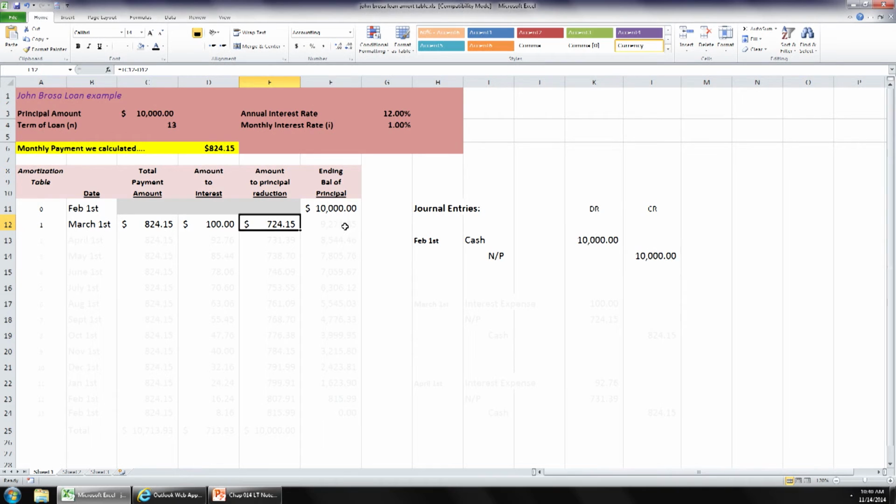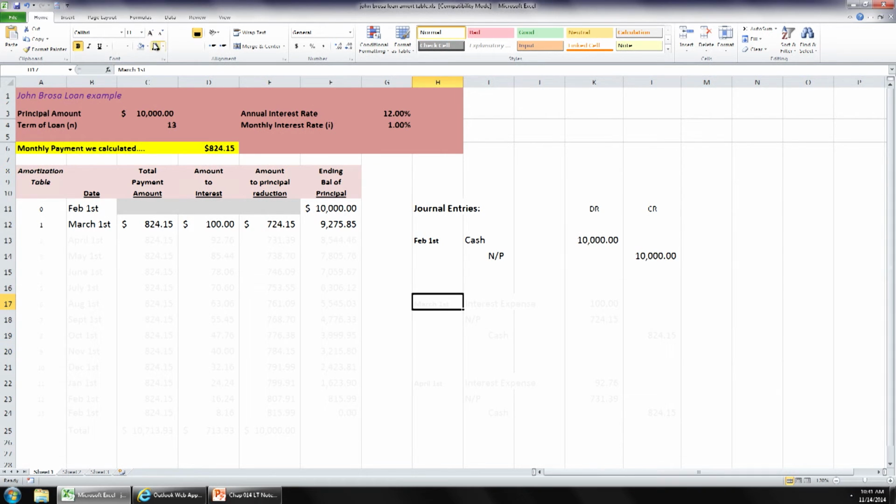So what does our principal reduce to? Well, do you see it would be this amount minus the $724.15? And it has now gone to $9,275.85. Are you with me? You see how we did that?